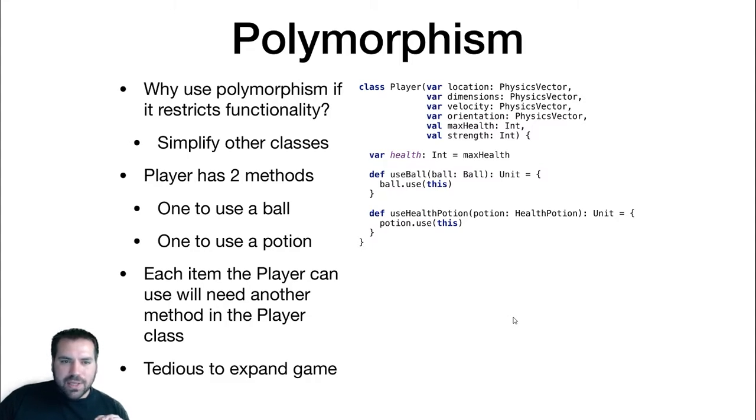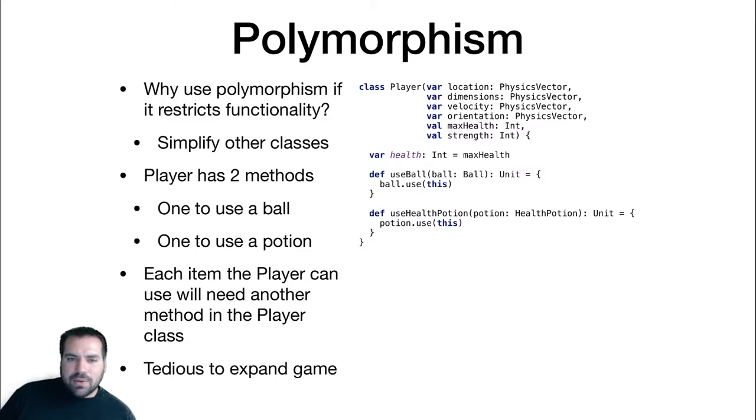So the reason for this is to simplify other code. If I store a health potion in a variable of a type that's not health potion, I'm just losing functionality. It makes it harder to work with that health potion, but it can make other code simpler. So recall our player class. We had a class named player, and a player can either use a ball or a health potion, which takes ball and health potion respectively. And we had these two methods.